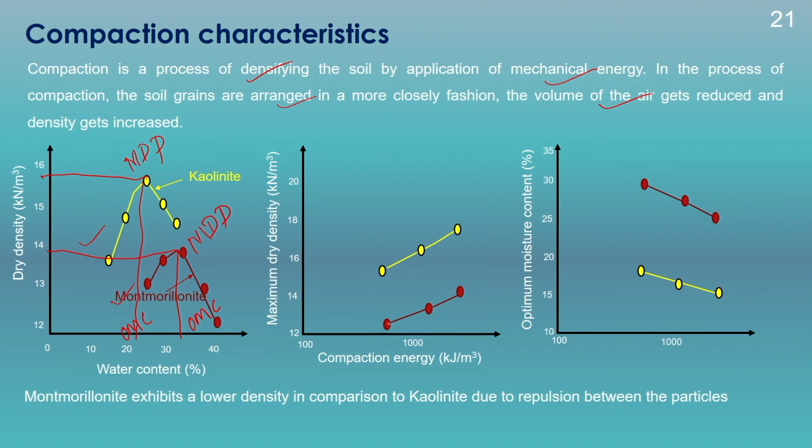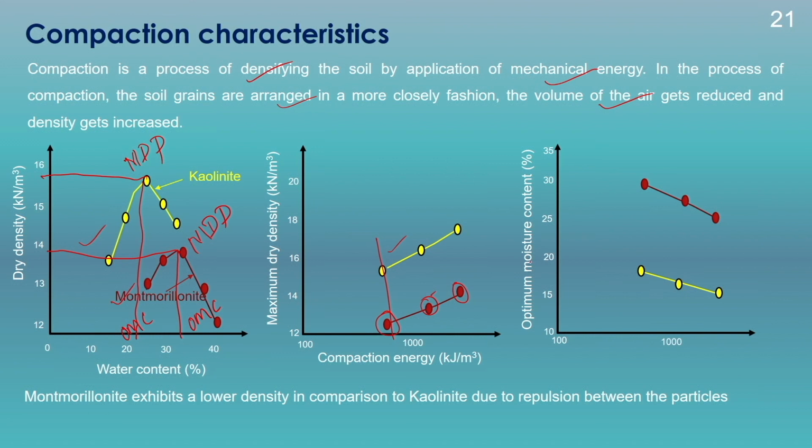Now, if we compare the different compaction energy with the maximum dry density, we can see that for the same compaction energy, kaolinite will have a higher value of dry density in comparison to the montmorillonite particles. Over here we can see.